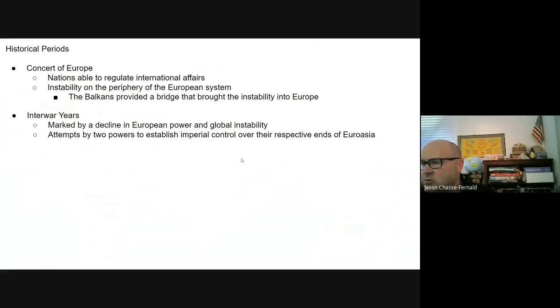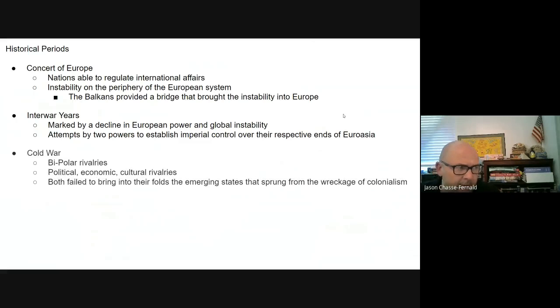You're going to see two powers, one on each side of Eurasia. Germany and Japan will rise and try to fill that void and create empires of their own. And this will eventually result in World War II. All right, and then following World War II, this is that period of time known as the Cold War.